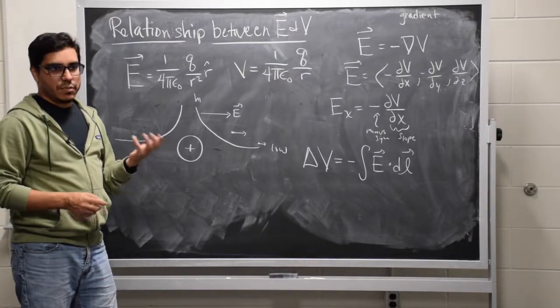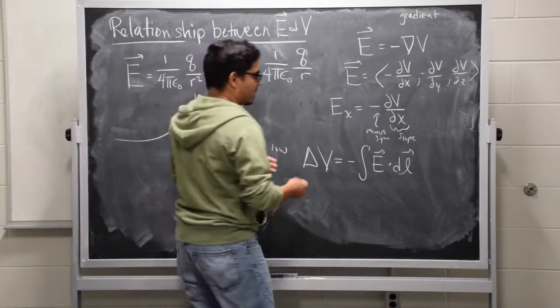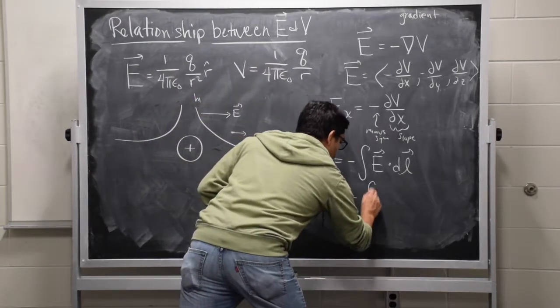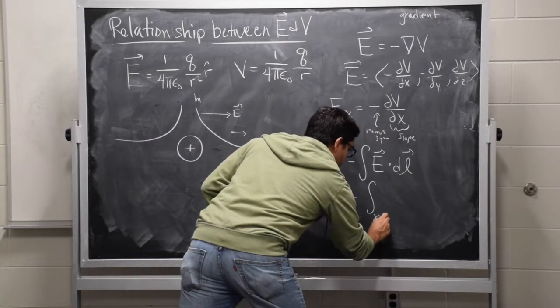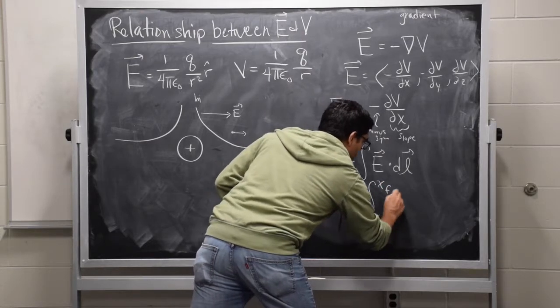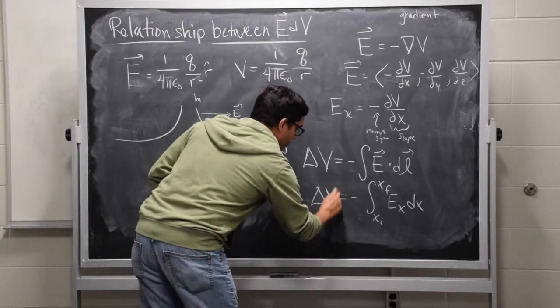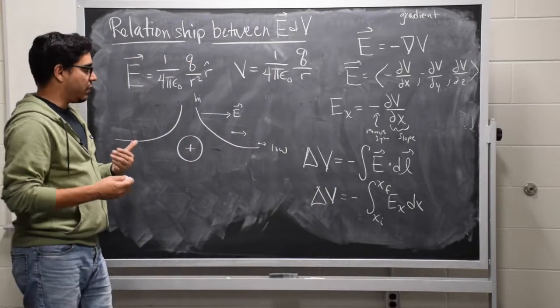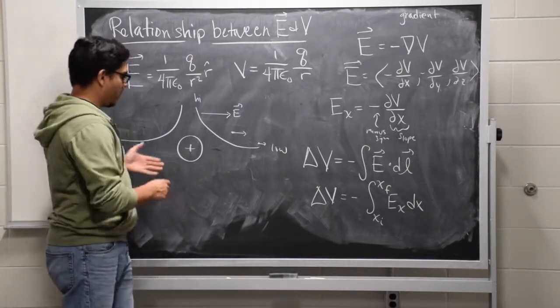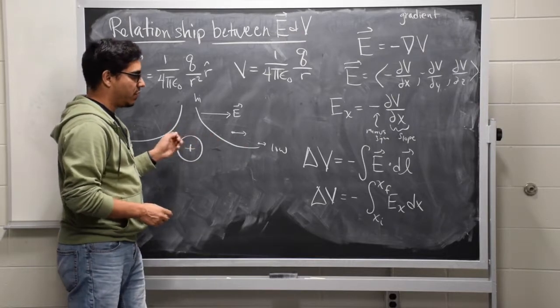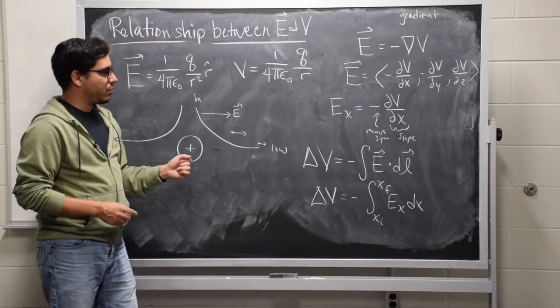In 1D, which is mainly what we're going to be doing, we can just describe this in the x direction, where this is just the integral from some initial x location to some final x location of the x component of the electric field dx. That would tell us the potential between 2 points on the x-axis. So if we went along this axis here, we could figure out the potential difference between 2 points by taking the integral of the electric field.